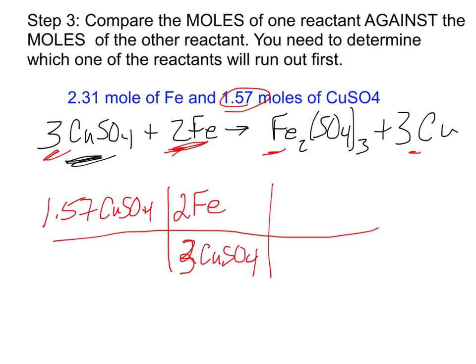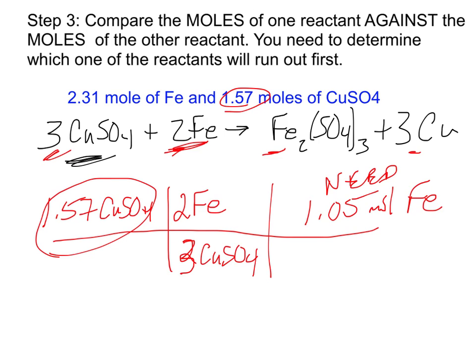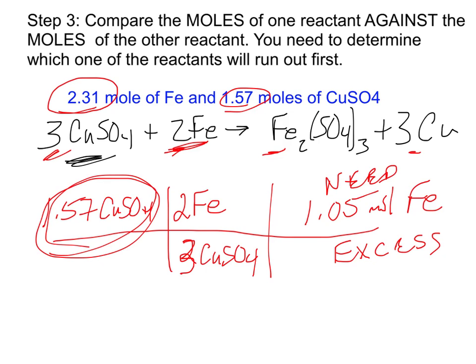So I take 1.57 times 2 divided by 3, which means I need 1.05 moles of iron. This is how much I need to use up all of this copper 2 sulfate. I look up and see, well, how much do I have? I have 2.31. That means I have more iron, or I have excess iron for my reaction.